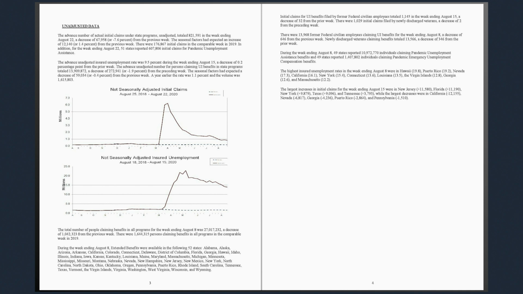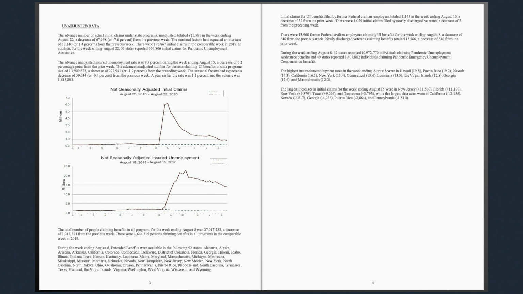The highest insured unemployment rates in the week ending August 8 were in Hawaii 19.8, Puerto Rico 19.2, Nevada 17.3, California 16.1, New York 15.4, Connecticut 13.6, Louisiana 13.5, the Virgin Islands 12.8, Georgia 12.6, and Massachusetts 12.2.